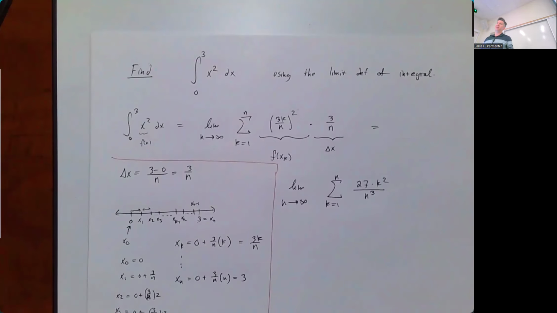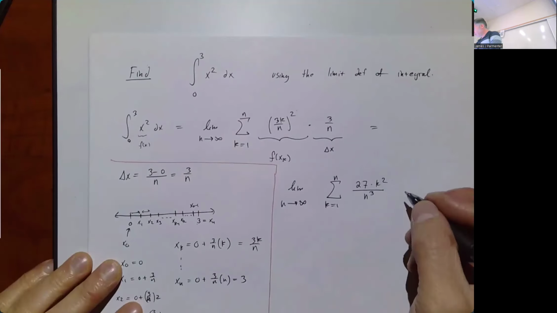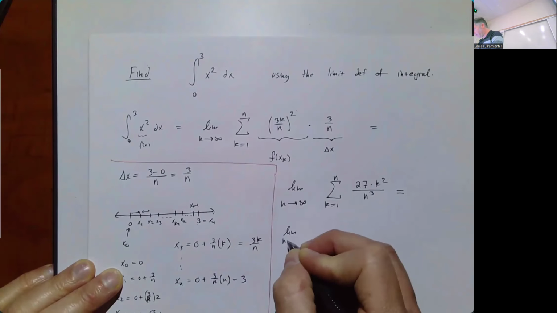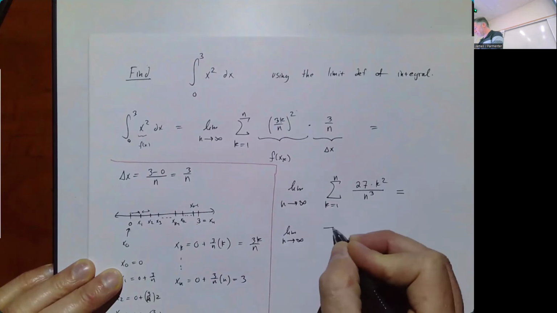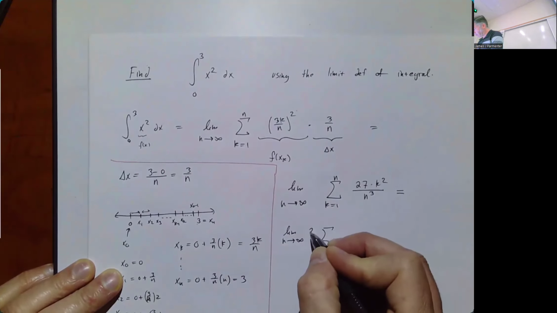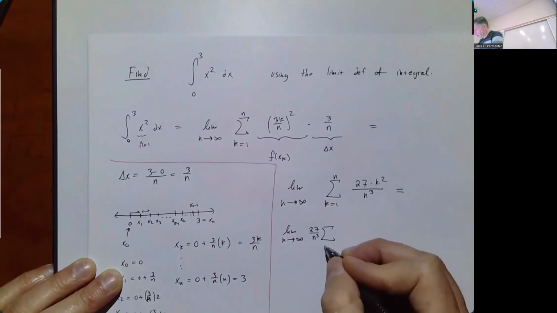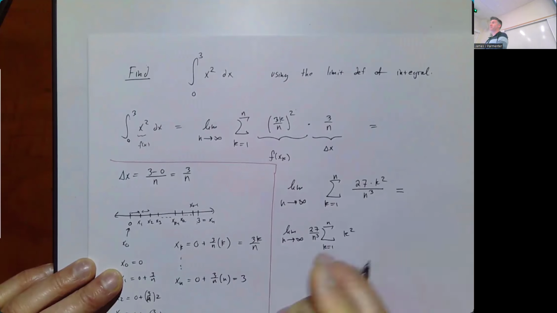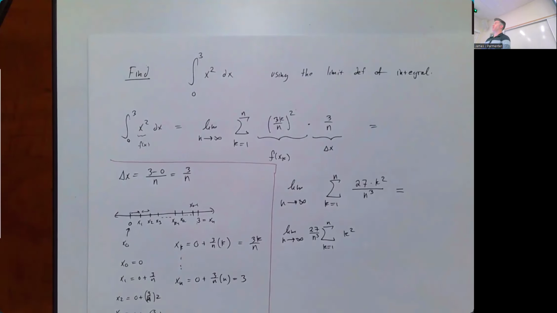For other functions, we can't really do this, at least not reasonably. But when it's a polynomial, you always want your power of n to be 1 larger than your power of k. I'm going to factor out the constants like I did before, and the reason we do that is so that we can see the formula that we want to apply. I'm going to factor out the 27 over n cubed in front of the summation, and I have the sum from k equals 1 to n of k squared. And we have a formula for that.